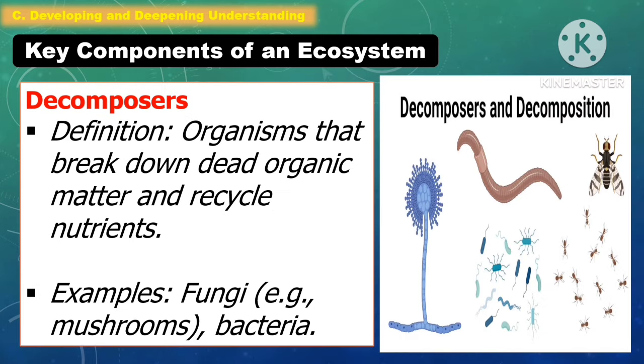Another key component of an ecosystem is the decomposer. It is an organism that breaks down dead organic matter and recycles nutrients. Examples for this are fungi and bacteria.